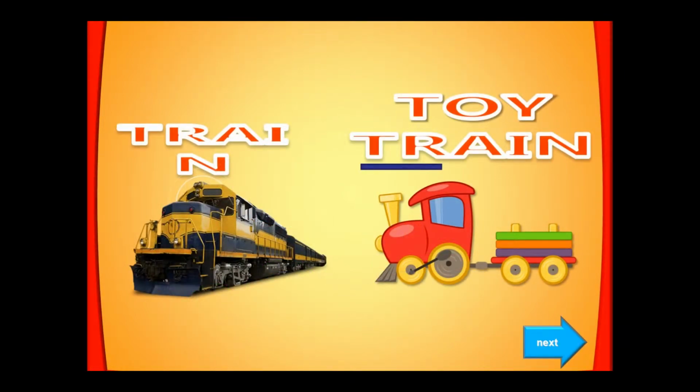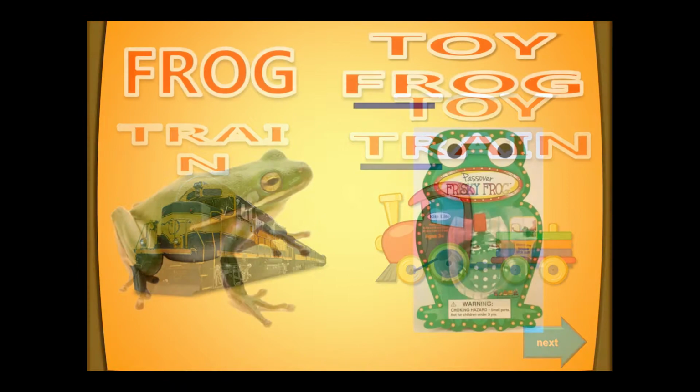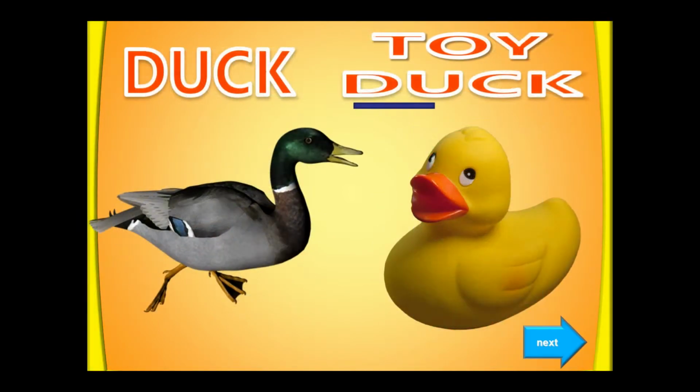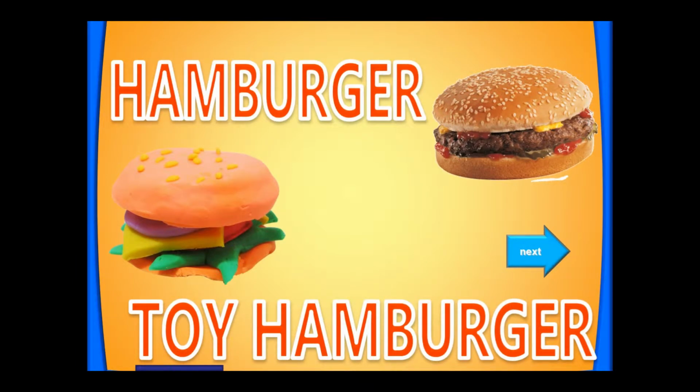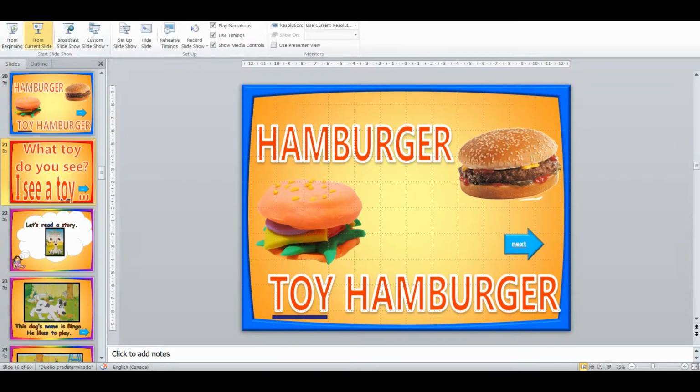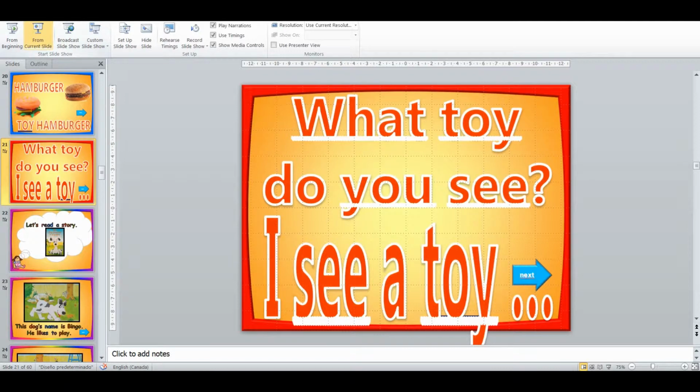So I use lots of basic comparisons. Train, toy train. Frog, toy frog. Duck, toy duck. Hamburger, toy hamburger. So hamburger, you eat a hamburger. I'll ask them if they eat a toy hamburger. They'll say no. So then I'll ask them what are the things they think could be a toy. So they'll point out a toy book and stuff, and it gets them to intermingle and interuse the language, and I think it really solidifies their ideas.